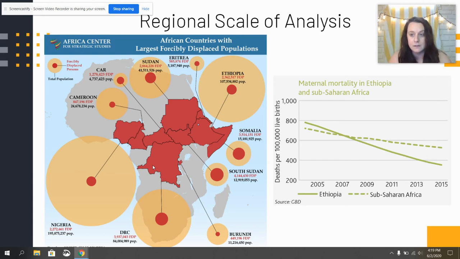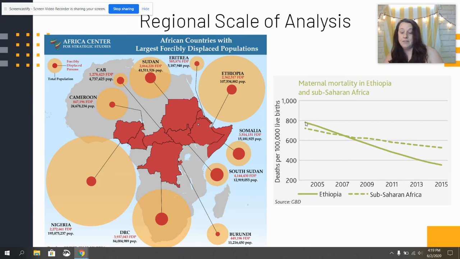Now, how would a geographer use a regional scale of analysis? That's why I put this graph up here, right? So if you look at the graph, it says maternal mortality in Ethiopia and sub-Saharan Africa. And so Ethiopia, this solid green line, is a national scale of analysis. So, how many women are dying due to childbirth? That's the number up here per 100,000 over time.